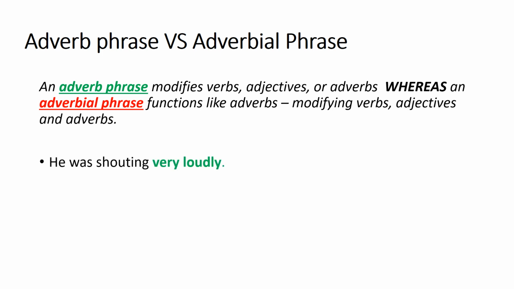Example number one, he was shouting very loudly. Now I have highlighted very loudly in green. It means that it is an adverb phrase. But why is it an adverb phrase and not an adverbial phrase? Because loudly is an adverb.